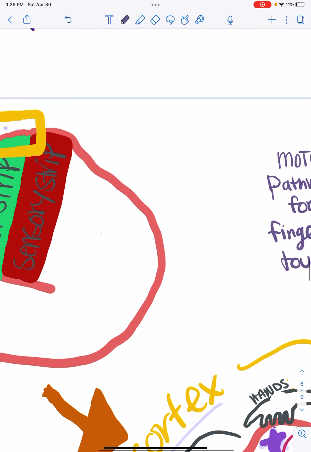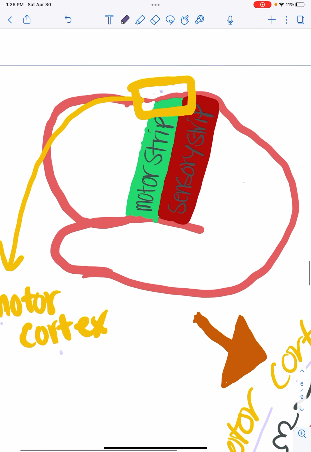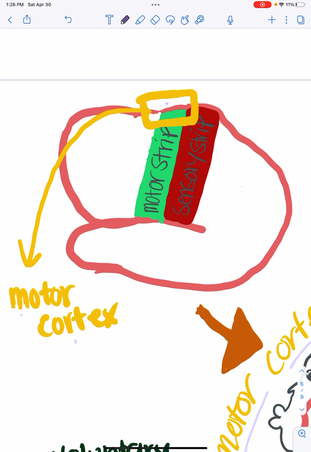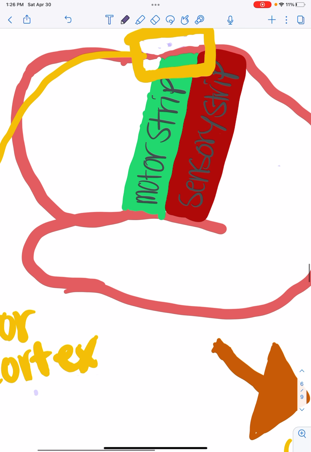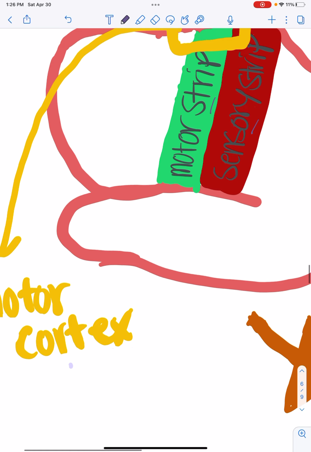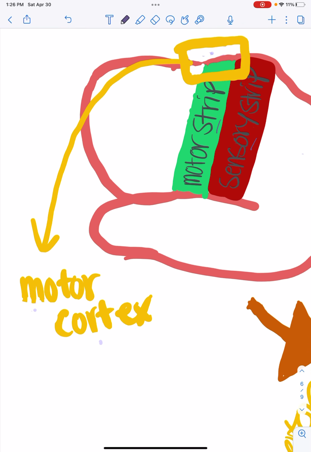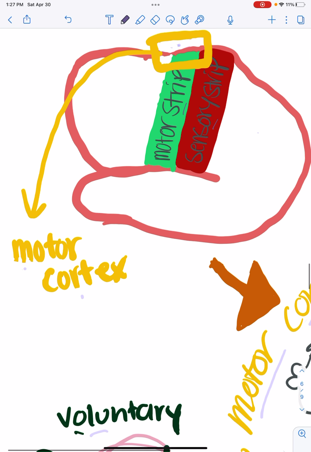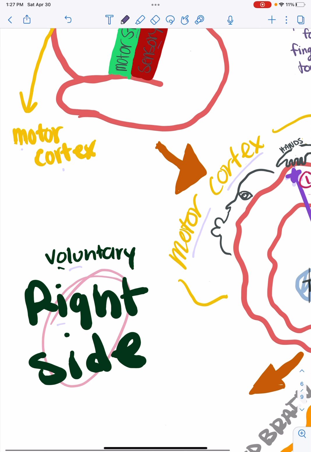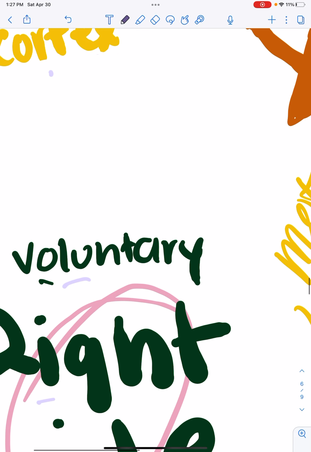So where does this start off? It starts in the motor cortex on the motor strip, right over here next to the sensory strip, but that's not what we're focusing on. We're only focusing on the motor strip in the cortex area. And finger touch is also a voluntary movement.